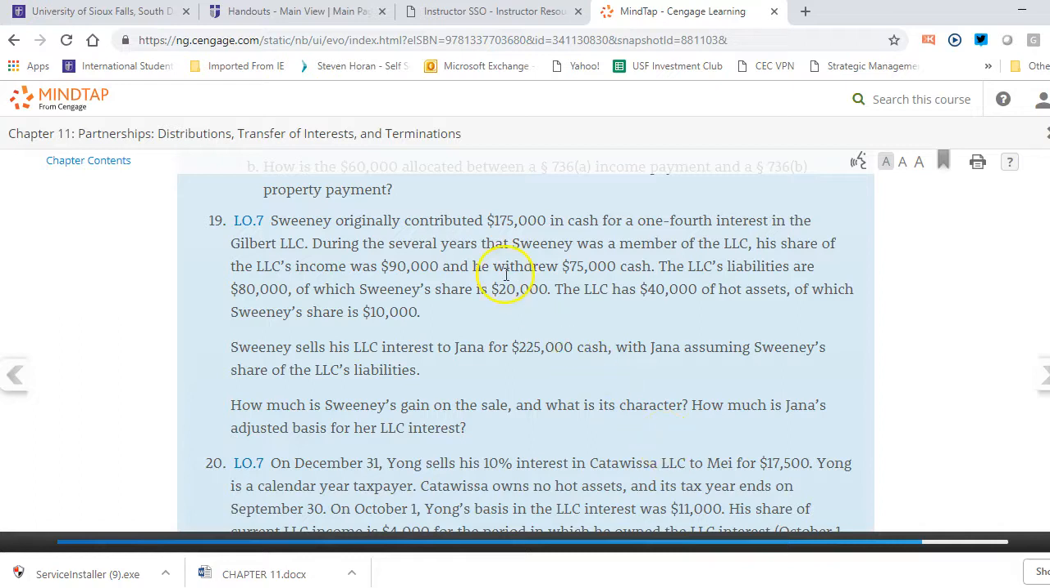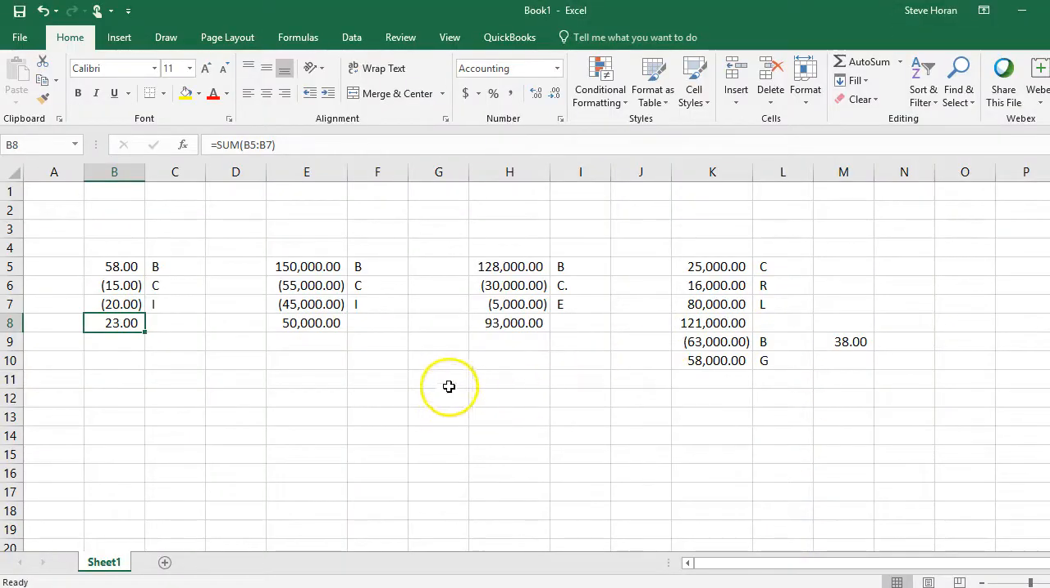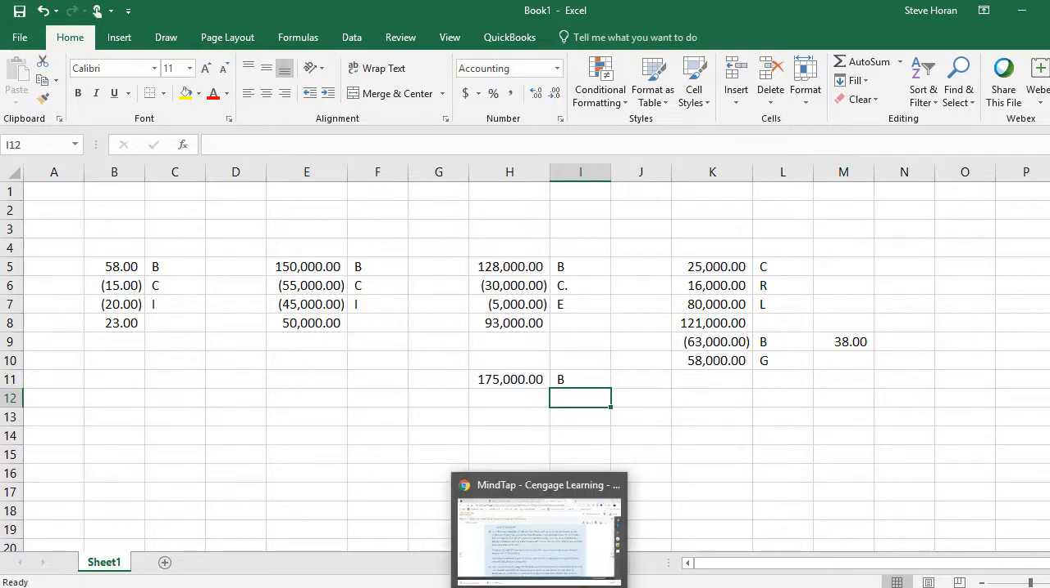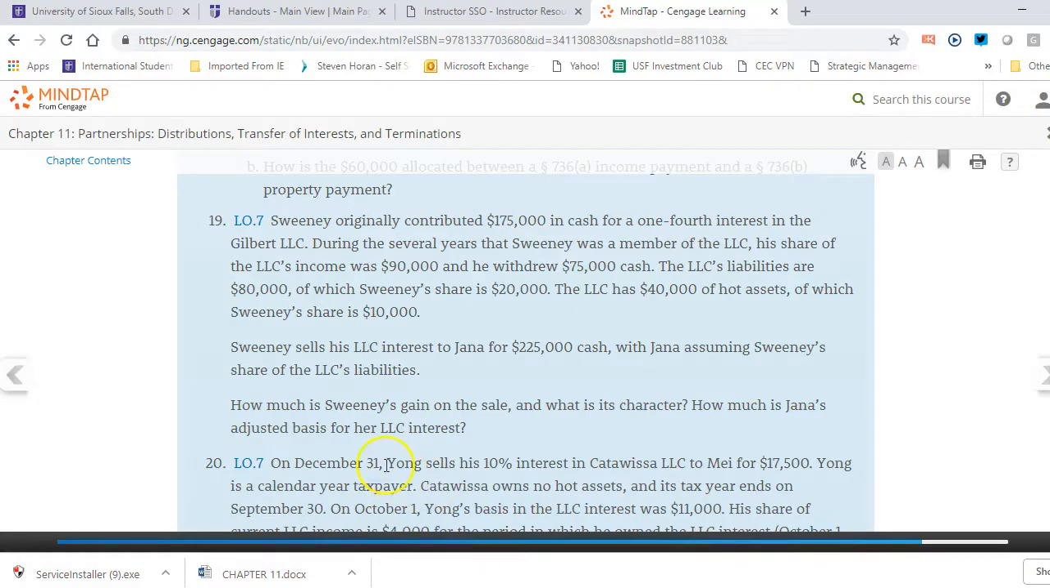Okay, there's a lot going on with that one, so we're going to go over to Excel. The original basis was 175. We'll call it B for basis. Then we have to make all the adjustments to that basis that have happened over the years. Go back to the problem and you can see what those numbers are. Over the years, income was 90, cash withdrawal was 75, liabilities 80, the share of that is 20, hot assets of 40, share of that is 10.